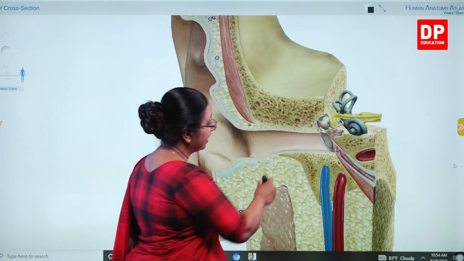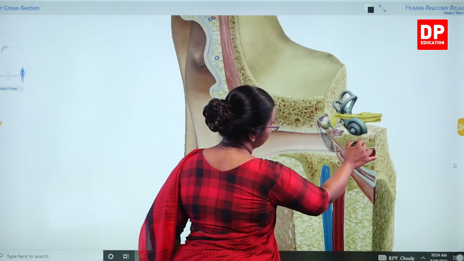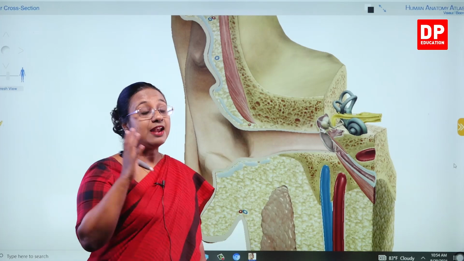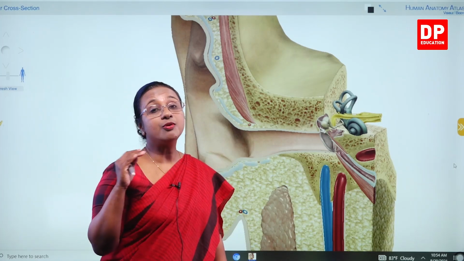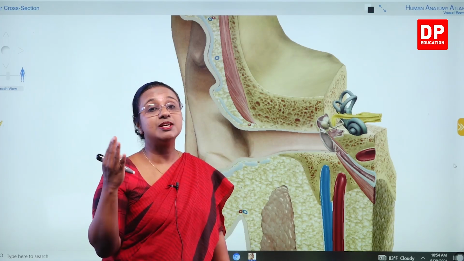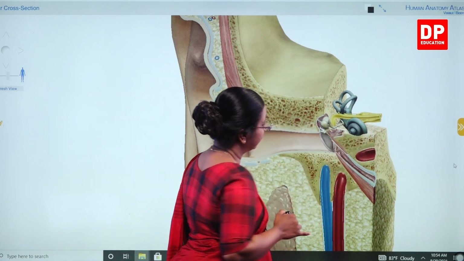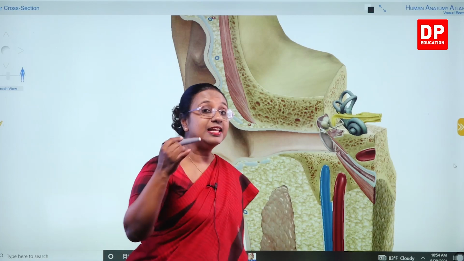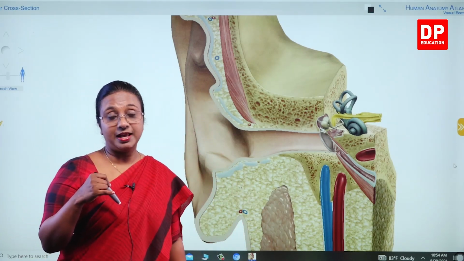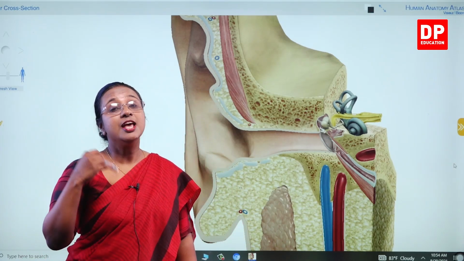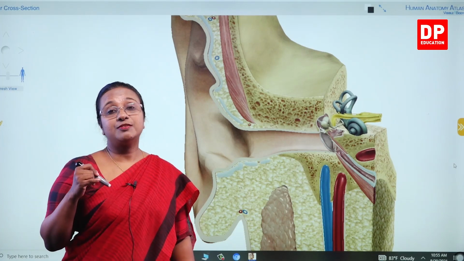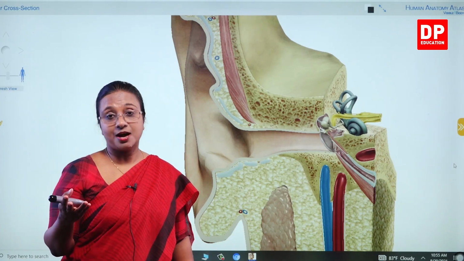When they vibrate, the vibration of the sound is transmitted to the cochlea, and from there the sound information, or the stimulus of sound, is given to the auditory nerve that is connected with the cochlea, and the sound is carried to the brain. Information is taken to the brain where the auditory part of the brain interprets the sound.